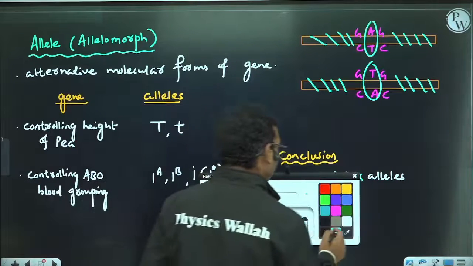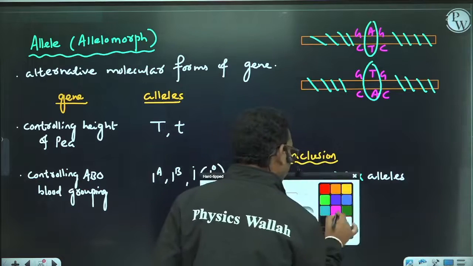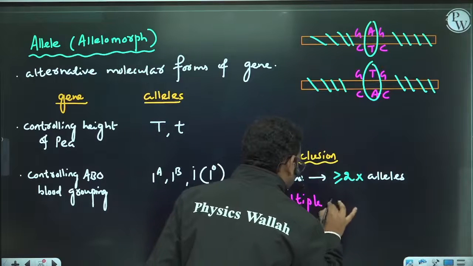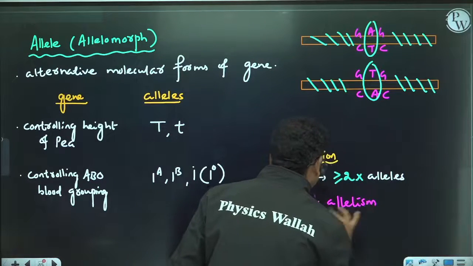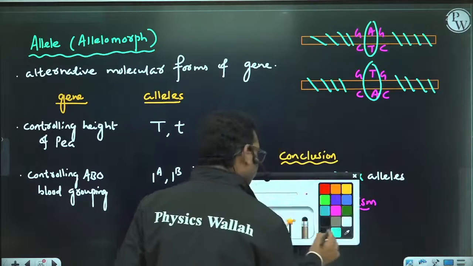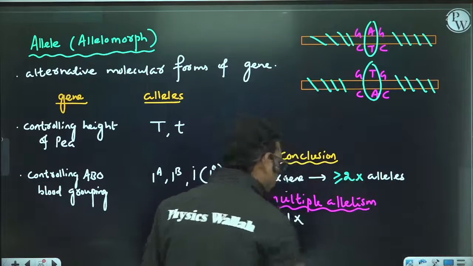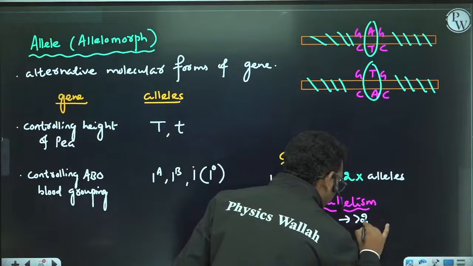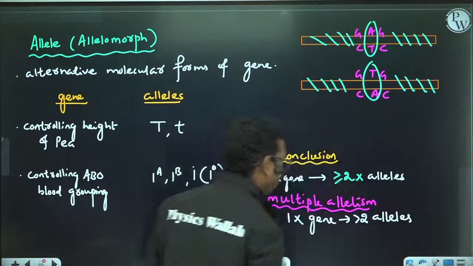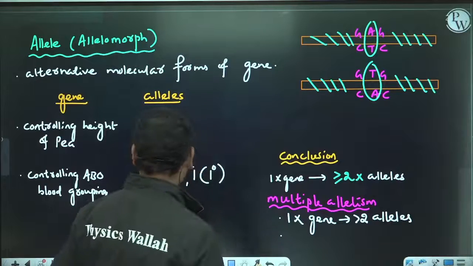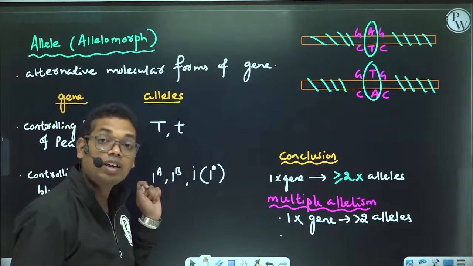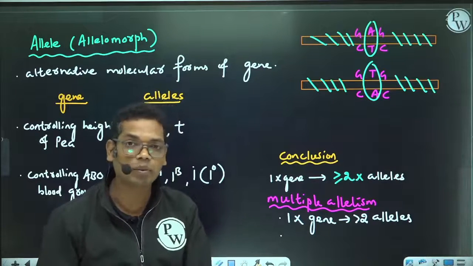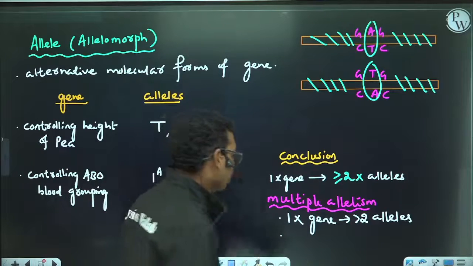What do you call that? You call that multiple allelism. So let me write that part here. What do you understand by multiple allelism? Multiple allelism is the phenomenon in which a single gene has more than two alleles. One example is the gene controlling the ABO blood grouping. The second example is the gene controlling self-incompatibility. So let me write the examples here.